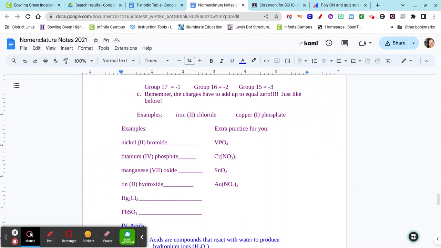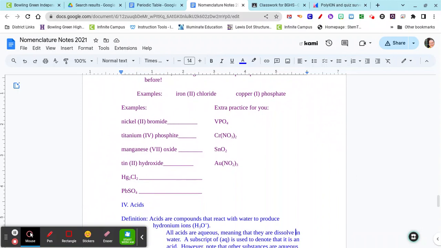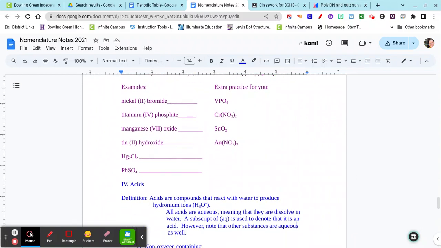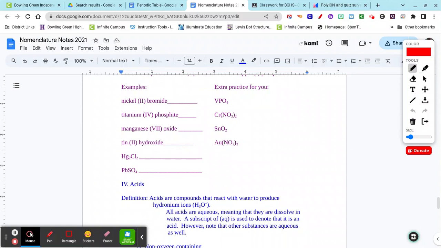Okay. So here's some examples down here. I personally think it is a lot easier to go from the name to the formula in this case. So let's do a few of those first. So this first example we have is nickel 2 bromide.